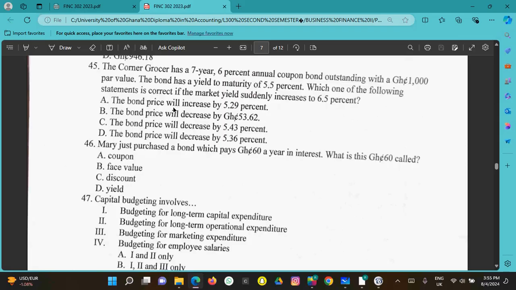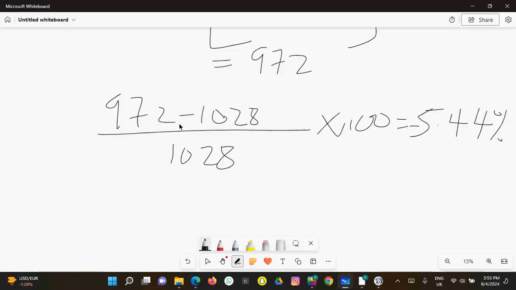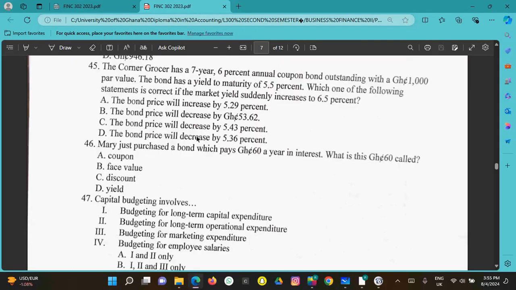So now here it said it will increase, but we are seeing negative, so that is wrong. And the bond price will decrease by this. When we check, it's decreased by 56. That is the top side. Here, when you check how it will decrease, 972 minus this is giving us 56. So this is making this also wrong, right? And then the bond price will decrease by 5.43%. And then the bond price will decrease by 5.36%.